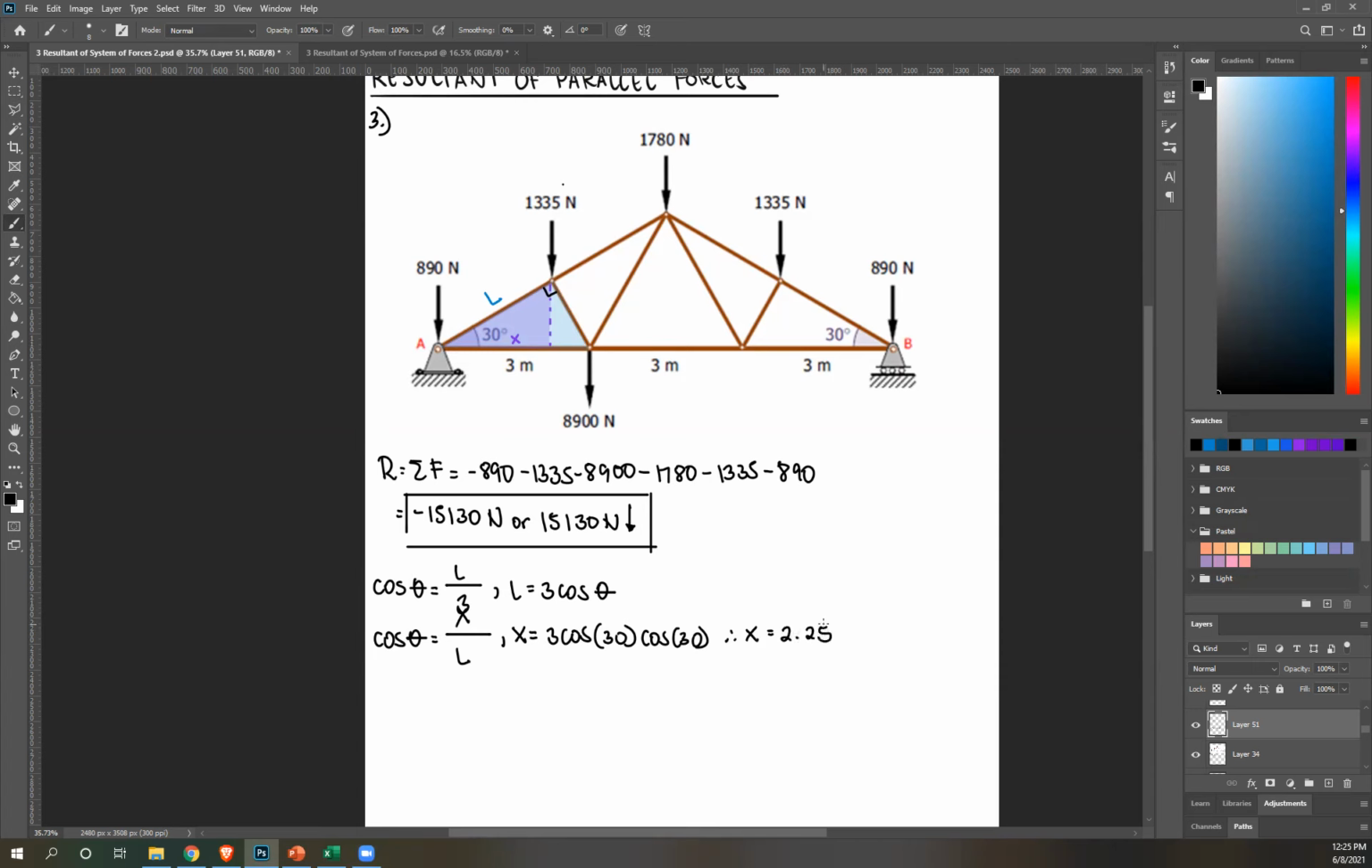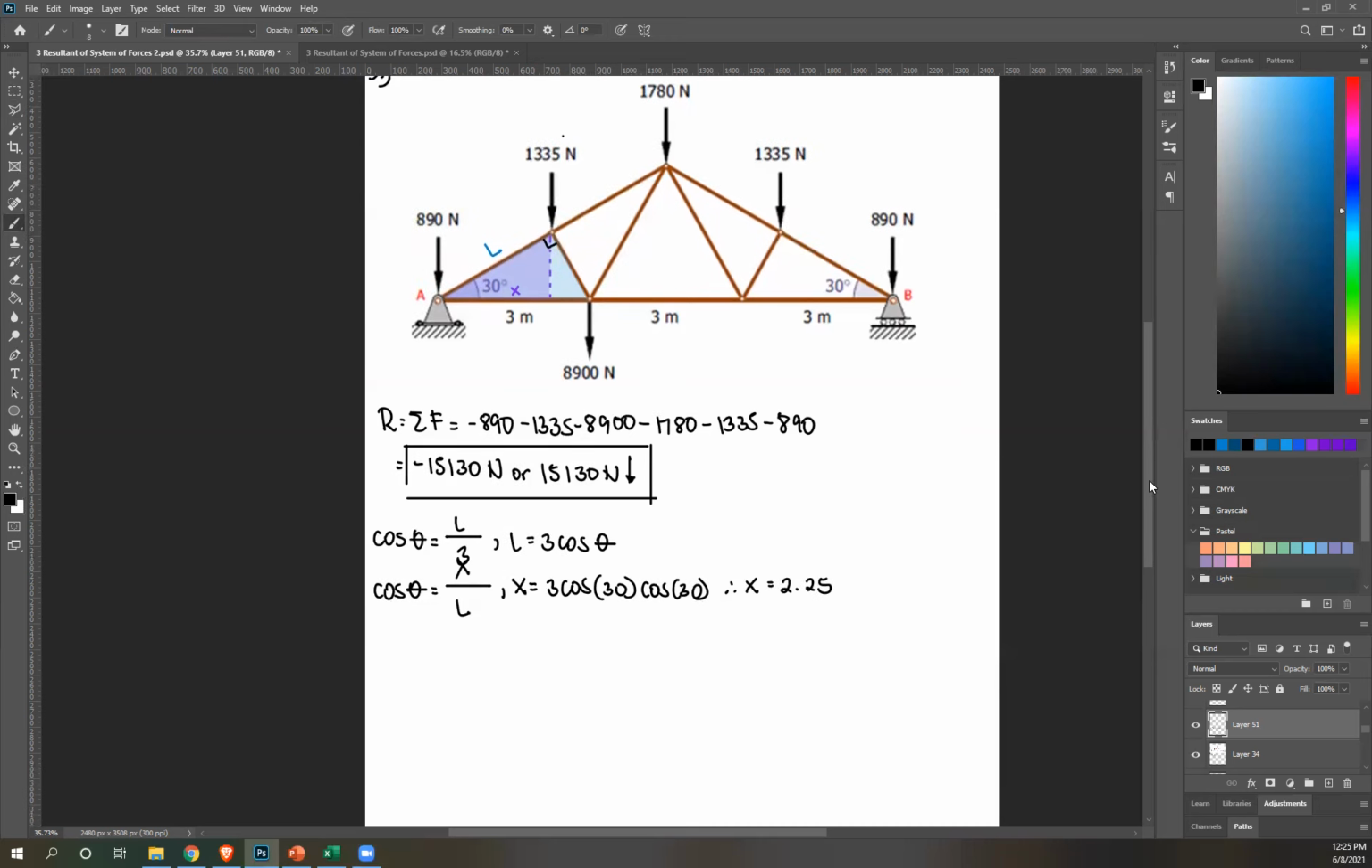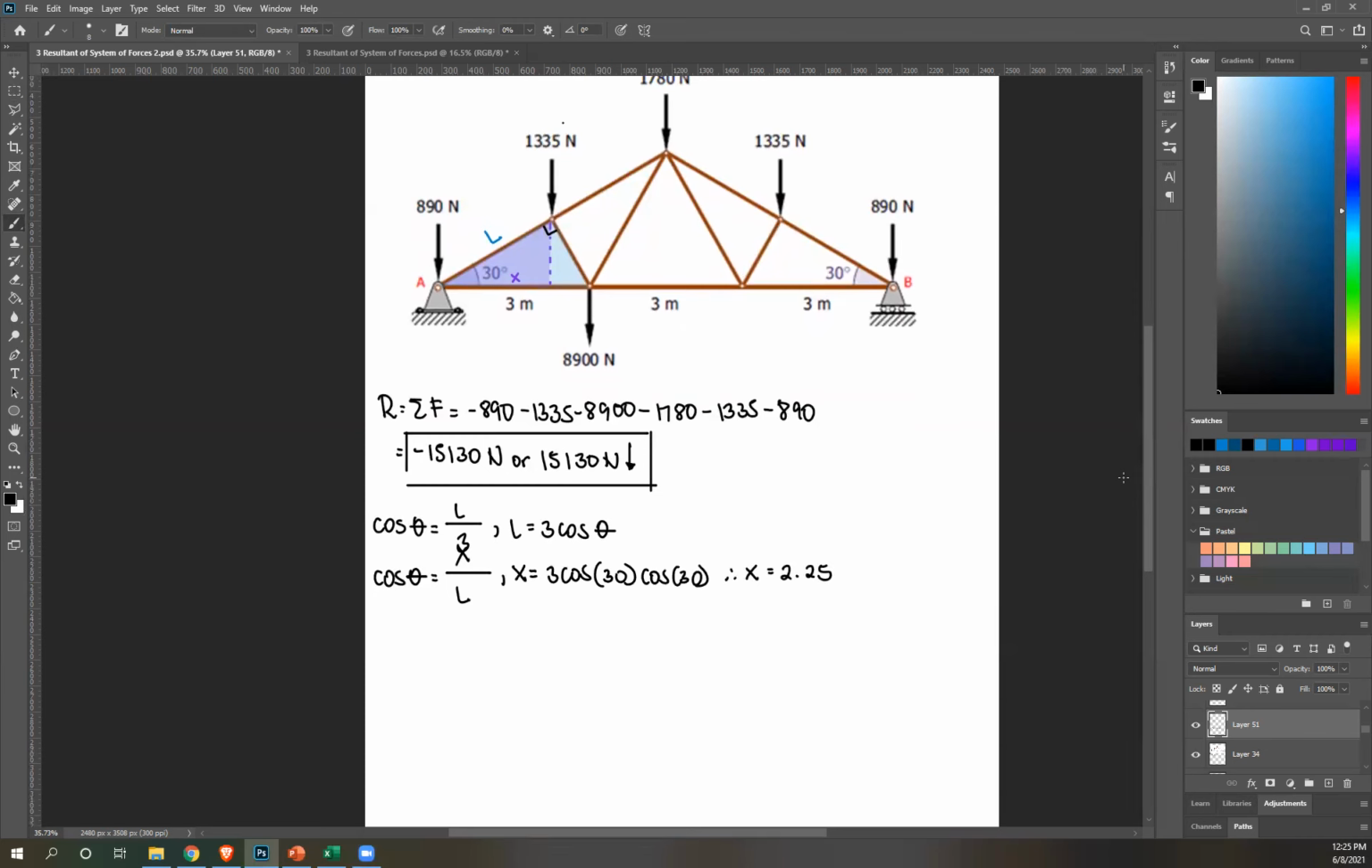Now that we have distances, we can move on to solving for its position. Same thing we did earlier, we'll use moment. I took my reference point at A.